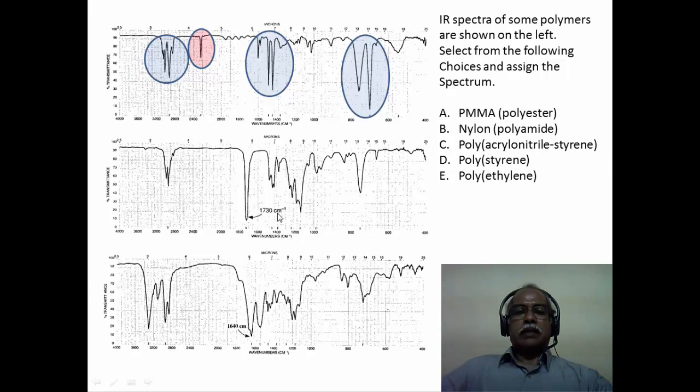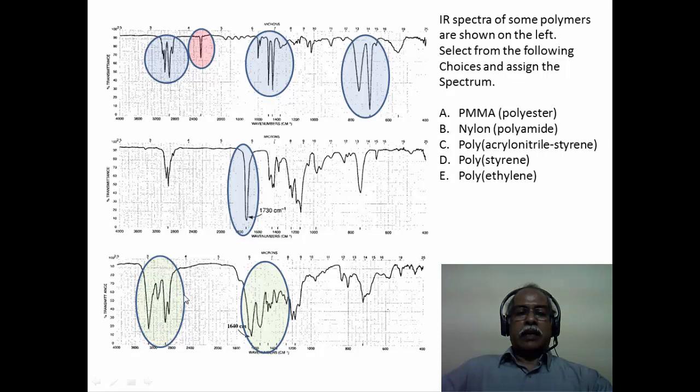Let us come to the next spectrum, which has a carbonyl stretching frequency at 1730. 1730 is a saturated ester carbonyl stretching frequency. So, most likely PMMA, in other words polymethyl methacrylate polyester, is responsible for this particular stretching frequency. Then we are left only with nylon, which is an amide. Amide has 2 carbonyl stretching frequency and also has an NH stretching frequency.